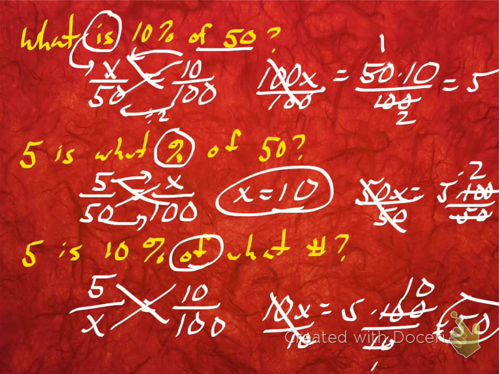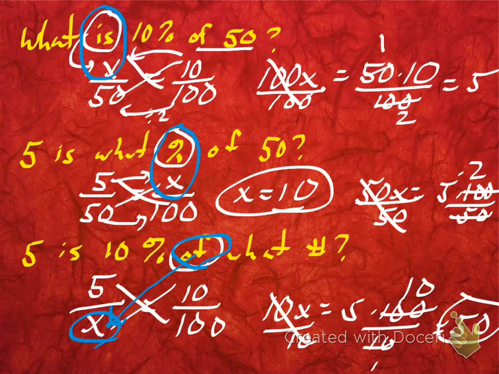Okay, and again, notice that each time the variable was in a little different place. Here, we were looking for the is, so the variable went on the is part. Here, we're looking for the percent, so the variable went on the top of the 100. And lastly, we're looking for the of, and so the variable goes down here in the of part. Is over of equals percent over 100. All right, that's it. That's the whole lesson.